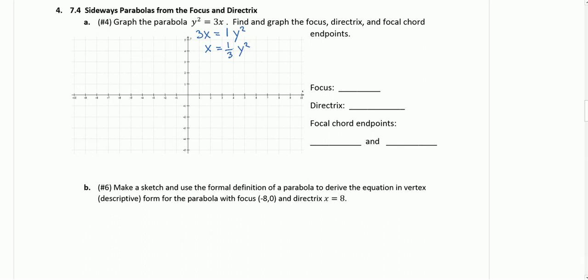If you have a parabola that starts with x squared, it's going to open along the x-axis, meaning it's going to either open right or open left. Because that 1/3 in front of the y squared is positive, we're going to open to the right.